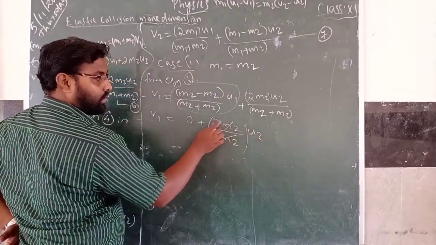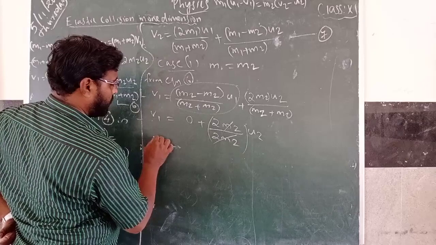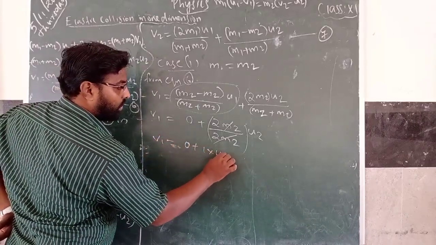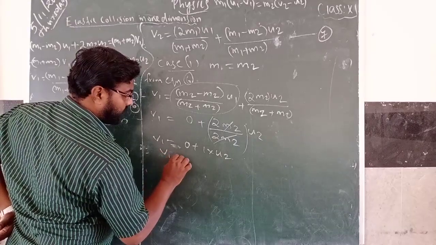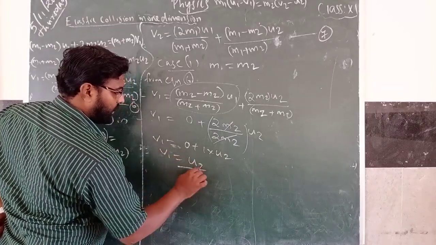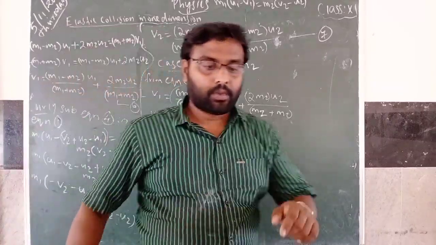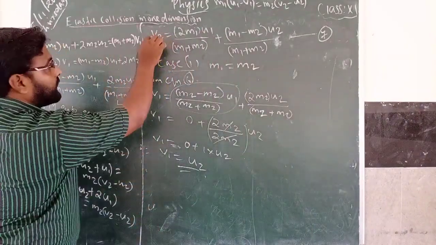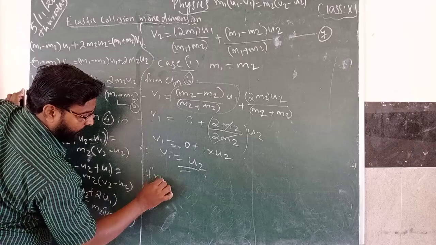Cancel this. So what will we get? V1 is equal to 0 plus 1 into U2. So V1 is equal to U2. Now you have to take the next equation.